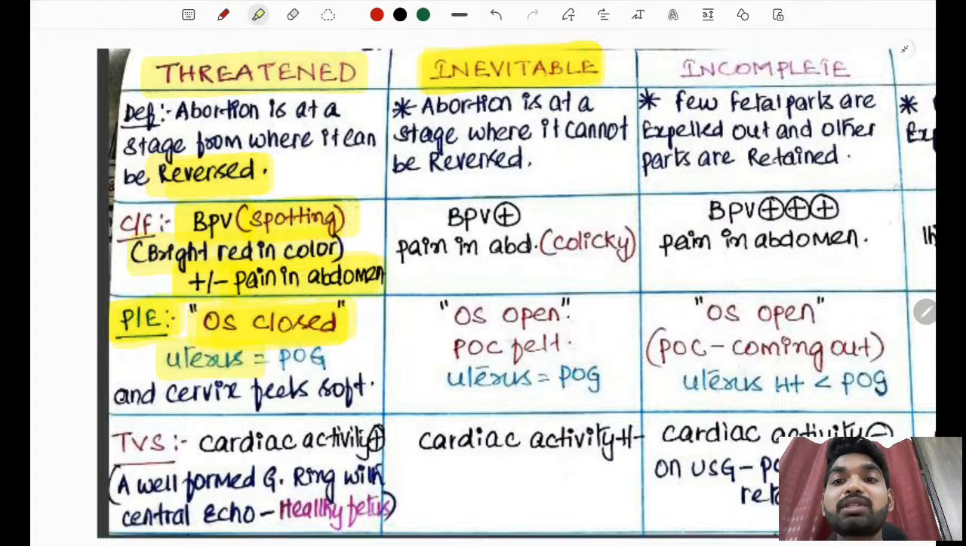And here the height of the uterus will correspond to the period of gestation. So however many weeks pregnant the mother is, the uterus also corresponds to that. For example, if the mother is 22 weeks pregnant or 24 weeks pregnant, the uterus will correspond to that height. Uterus also corresponds to the height of the period of gestation.